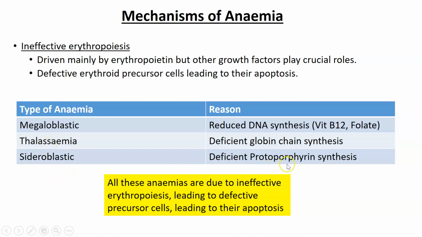Sideroblastic is where there's a deficiency in the synthesis of protoporphyrin, the precursor to the heme element of hemoglobin. Remember, in the earlier lecture when I was talking about red blood cells, we talked about the process of protoporphyrin production, where it goes into the mitochondria, then out of the mitochondria, then back into the mitochondria, and it requires several enzymes to produce functioning protoporphyrin. So the production of protoporphyrin in itself is quite complicated.